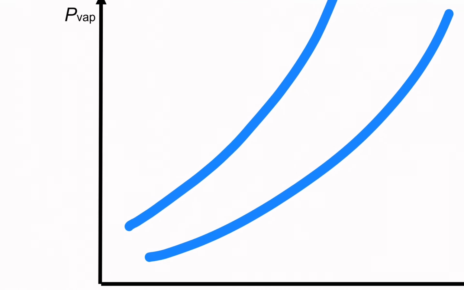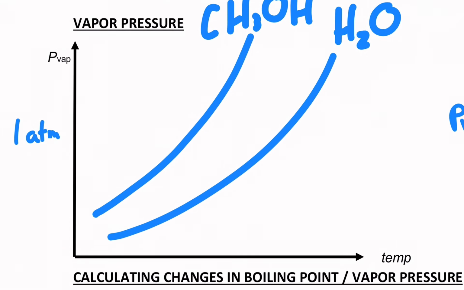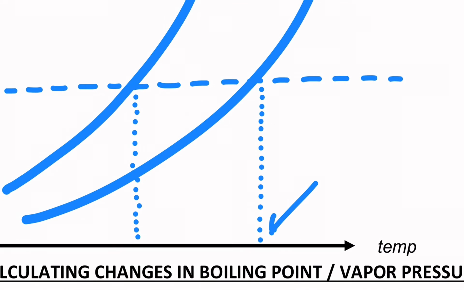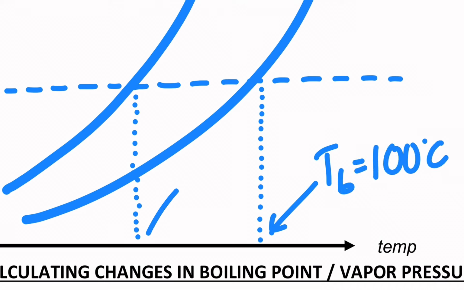And if we compare this with what we know from everyday life, we could draw a line where 1 atmosphere exists. I'm just being arbitrary somewhere here. And if I extend that as a horizontal just across the entire graph, where that intersects each vapor pressure curve, if you drop it down to the x-axis, you get the boiling point. So the boiling point of water, everyone should know, at 1 atmosphere is 100 Celsius. The boiling point of methanol at 1 atmosphere is quite a bit lower. It's only about 65 Celsius.